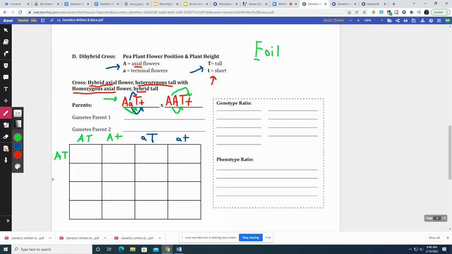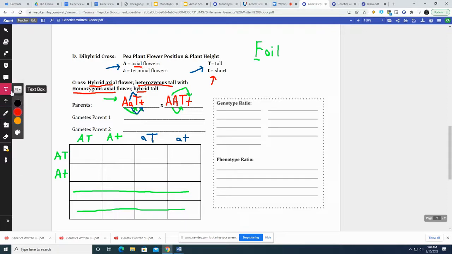So it can be big A, little t. Now, if you want to do another big A, big T, big A, little t, you can, if you like to waste time. But most of us don't like to waste time. So we can cross out these boxes. We do not need them. All right, so now you just fill in the boxes.